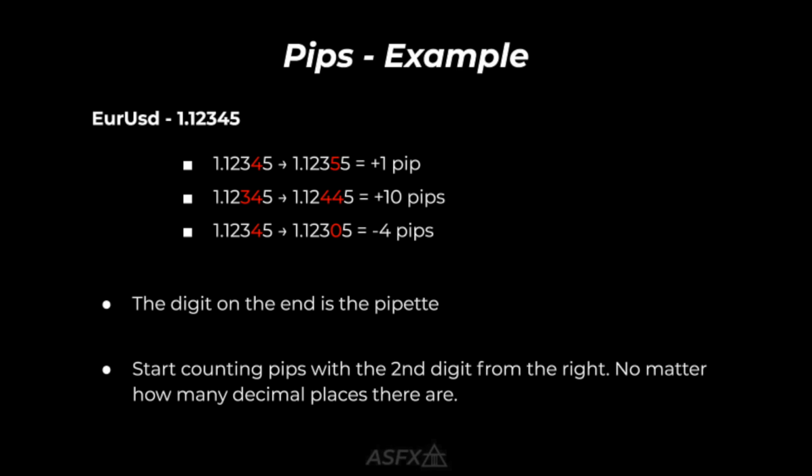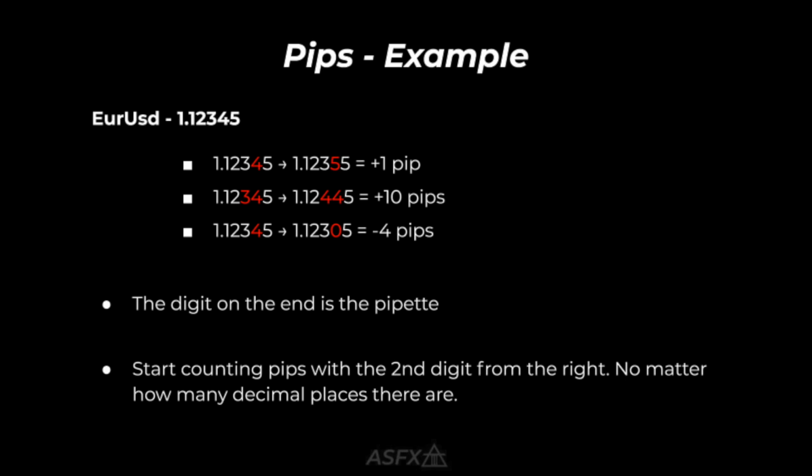So here, if it goes from 1.12345 down to 1.12305, that's a decrease, minus 4 pips. So the digit on the end, you're probably wondering what that is. That's your pipette. That's a fraction of the overall pip. I don't count pipettes because truthfully, even if you're trading big size, they don't mean as much as a full pip. They're not worth as much. So what I try to teach everybody to focus on is that second to last digit there. That is the most important digit that we want to be focused on.